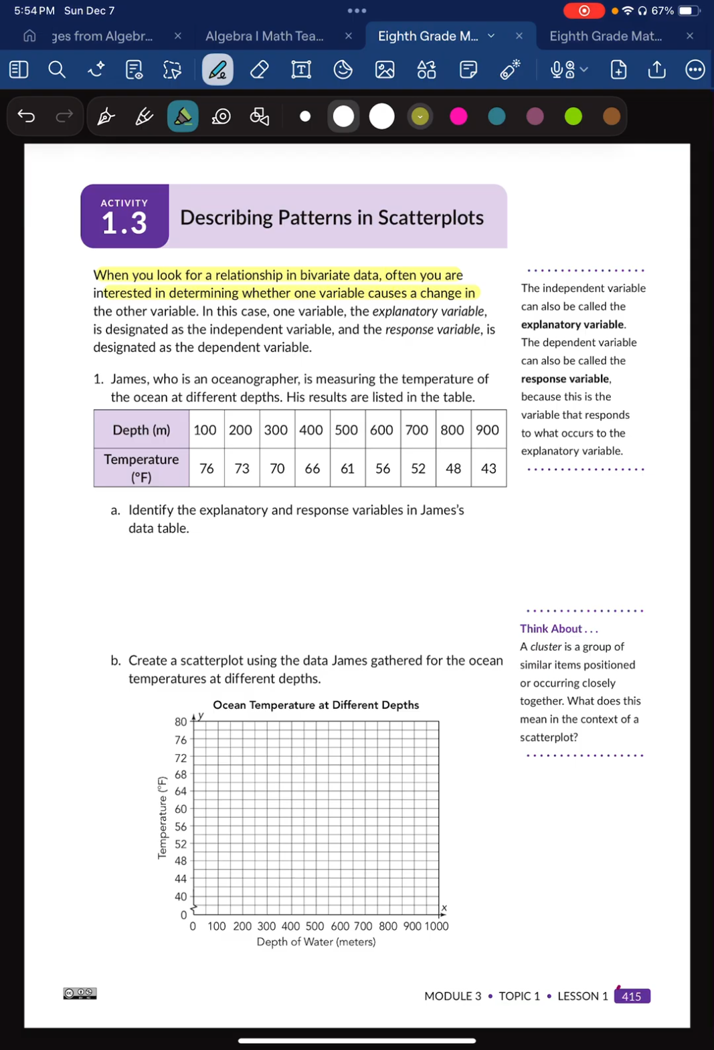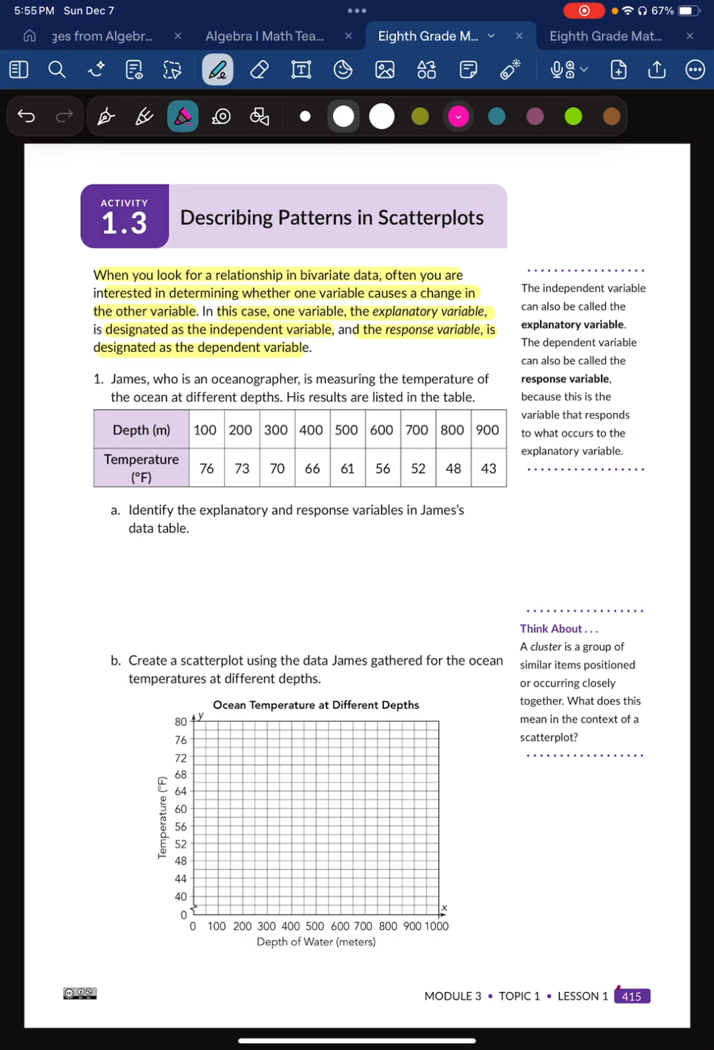So on page 415, it says, when you look for a relationship in bivariate data, often you are interested in determining whether one variable causes a change in the other variable. In this case, one variable, the explanatory variable, is designated as the independent variable, and the response variable is designated as the dependent variable.